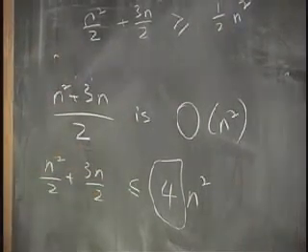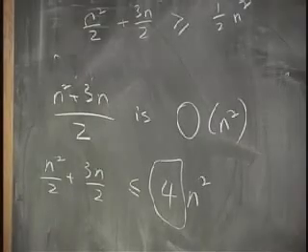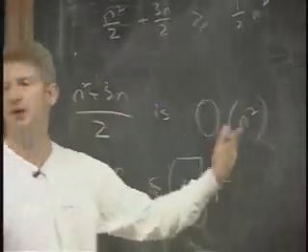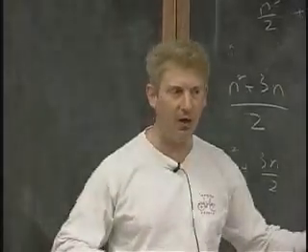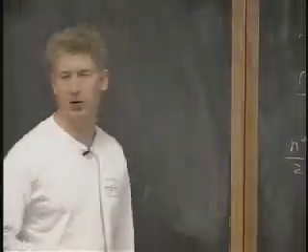The point is, these definitions are formalizing the idea that we don't care about the constants. We care about what happens after the numbers n get very, very large. We don't care about the 2 or the divide by 2 or the 3. And this is a formal way of saying that we don't care about that.